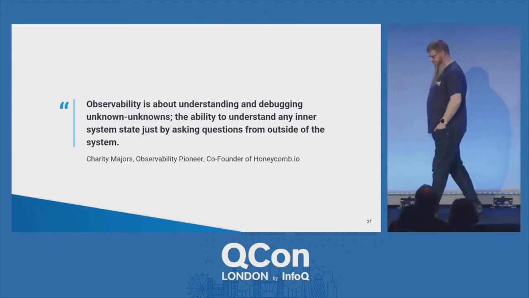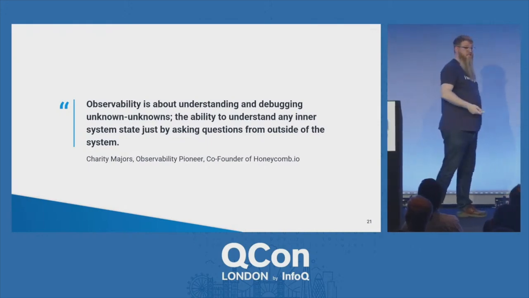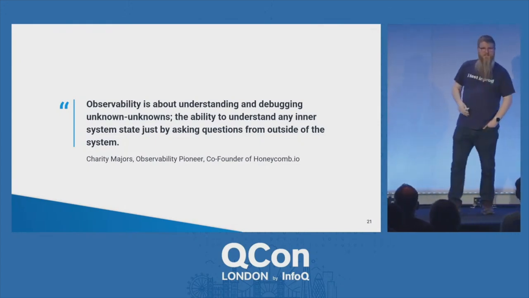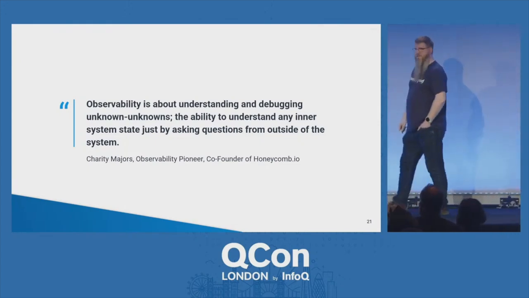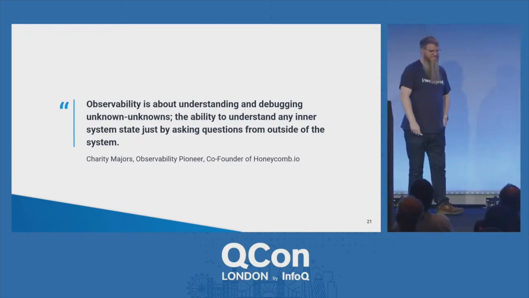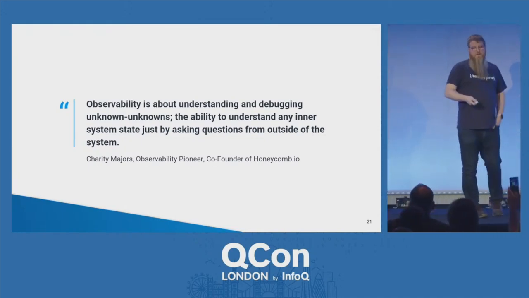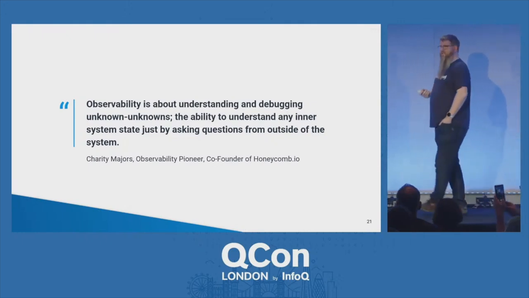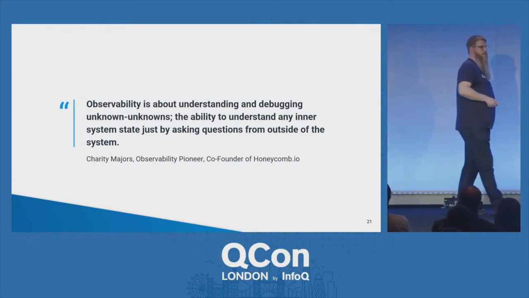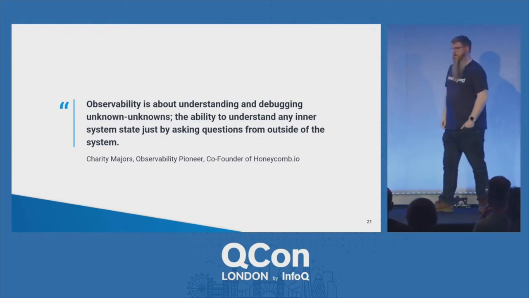This is a quote from our founder. Observability actually comes from something called control theory from the 1960s. It's not new. It's not something that the logging and metrics vendors came up with about 7 years ago. It's something that's ancient. Because there is nothing new in IT, apparently. But ultimately, observability is about understanding and debugging unknown unknowns, the ability to understand the inner system state just from asking questions from the outside. That's the software definition based on Kalman's paper on controllability.